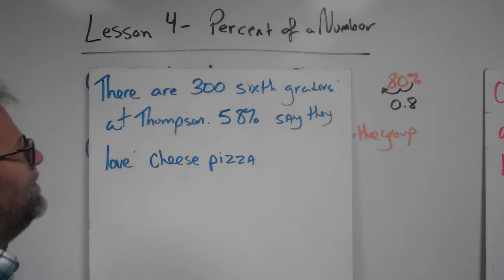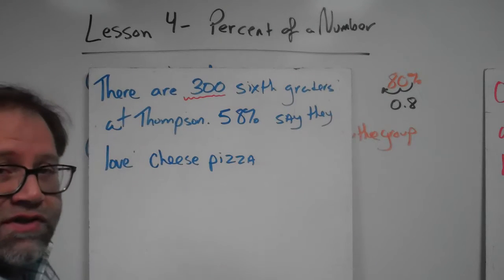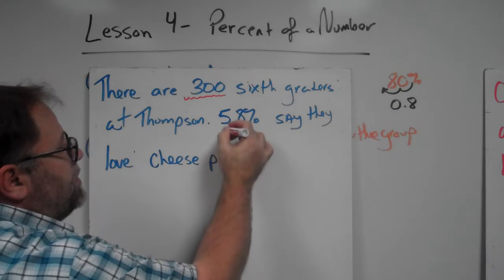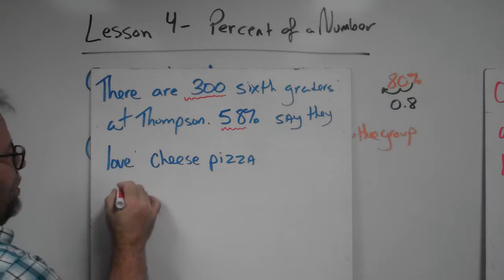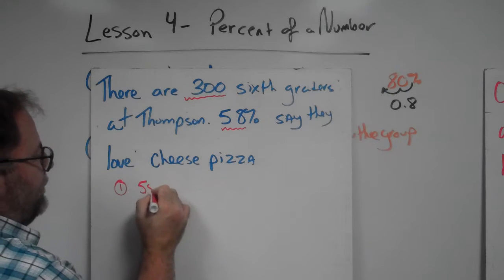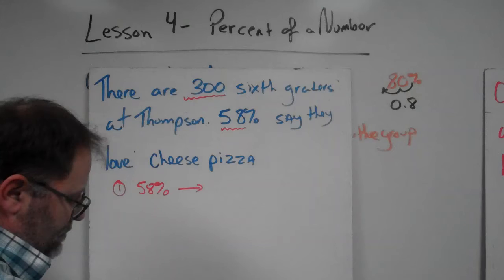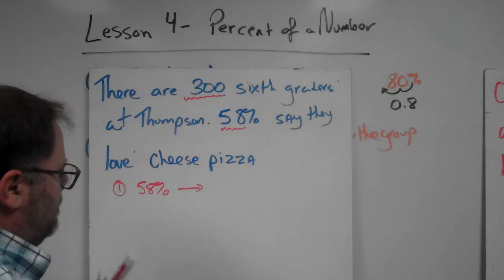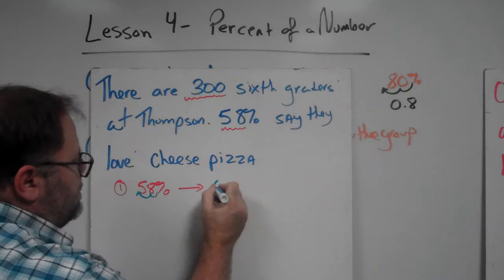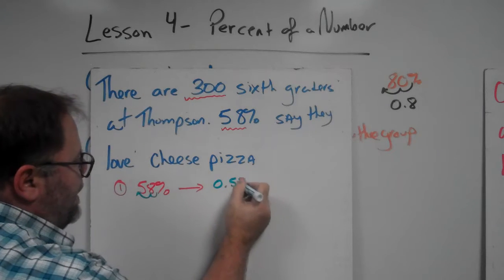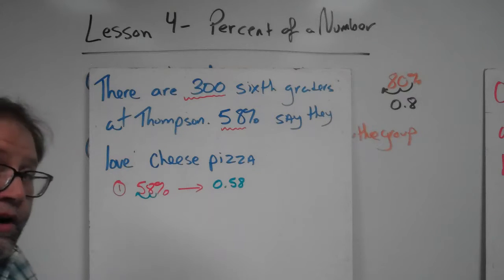All right. So here's my whole group. There are 300 students there. This is the percentage of those students. So the first thing I'm going to do is take 58% and rewrite it as a decimal. So I'm going to go 1, 2, 0.58. And then I'm going to multiply.